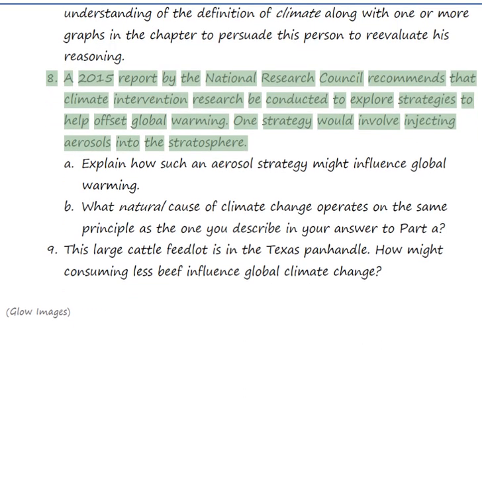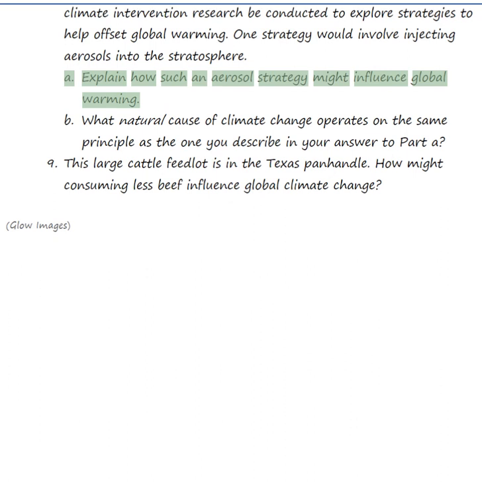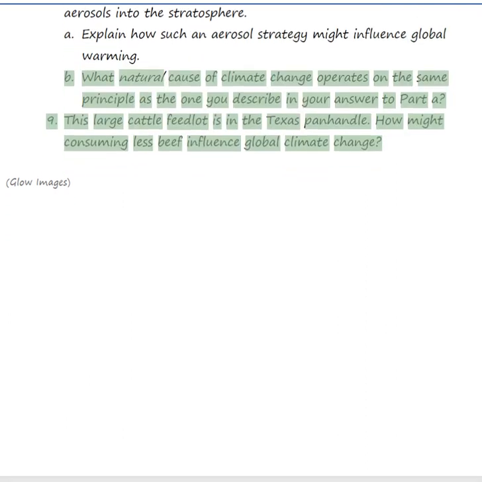8. A 2015 report by the National Research Council recommends that climate intervention research be conducted to explore strategies to help offset global warming. One strategy would involve injecting aerosols into the stratosphere. A. Explain how such an aerosol strategy might influence global warming. B. What natural cause of climate change operates on the same principle as the one you describe in your answer to Part A? 9. This large cattle feedlot is in the Texas Panhandle. How might consuming less beef influence global climate change?